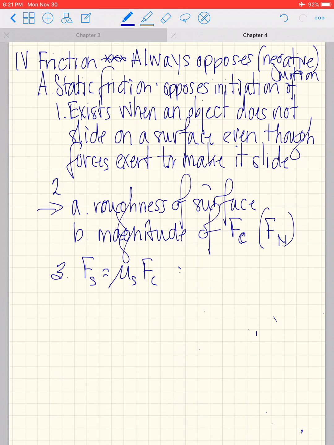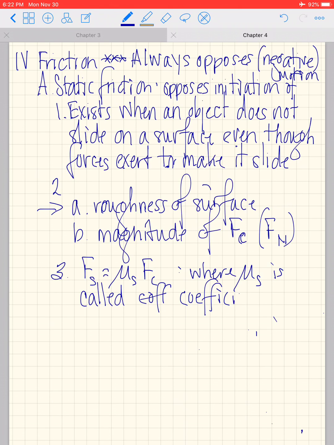And let me explain then where mu sub S is called. And be very aware of this name, because you're going to see the word, I can't spell, coefficient. Let me finish writing it, then I'll explain. Coefficient of static friction.